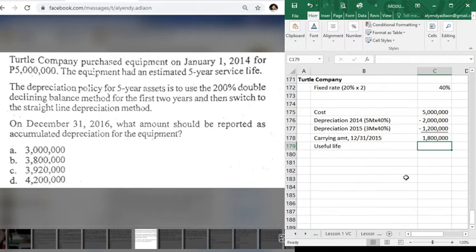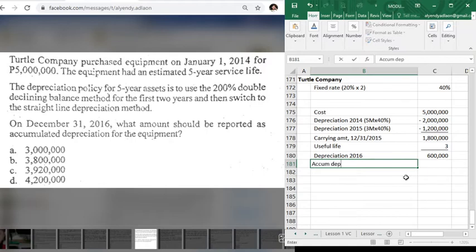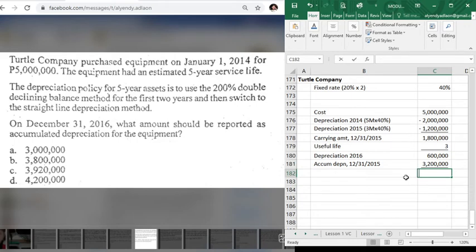Now, since the useful life of the equipment is 5 years, and then 2 years na ang nilabay, nabilin nga 3 years. Now, to compute for the annual depreciation or the depreciation for 2016, we have 1,800,000 divided by 3 years, and that is 600,000. Okay, and then i-add nato ang accumulated depreciation on December 31, 2015. We have this amount, 2 million and then 1,200,000, that is 3,200,000.